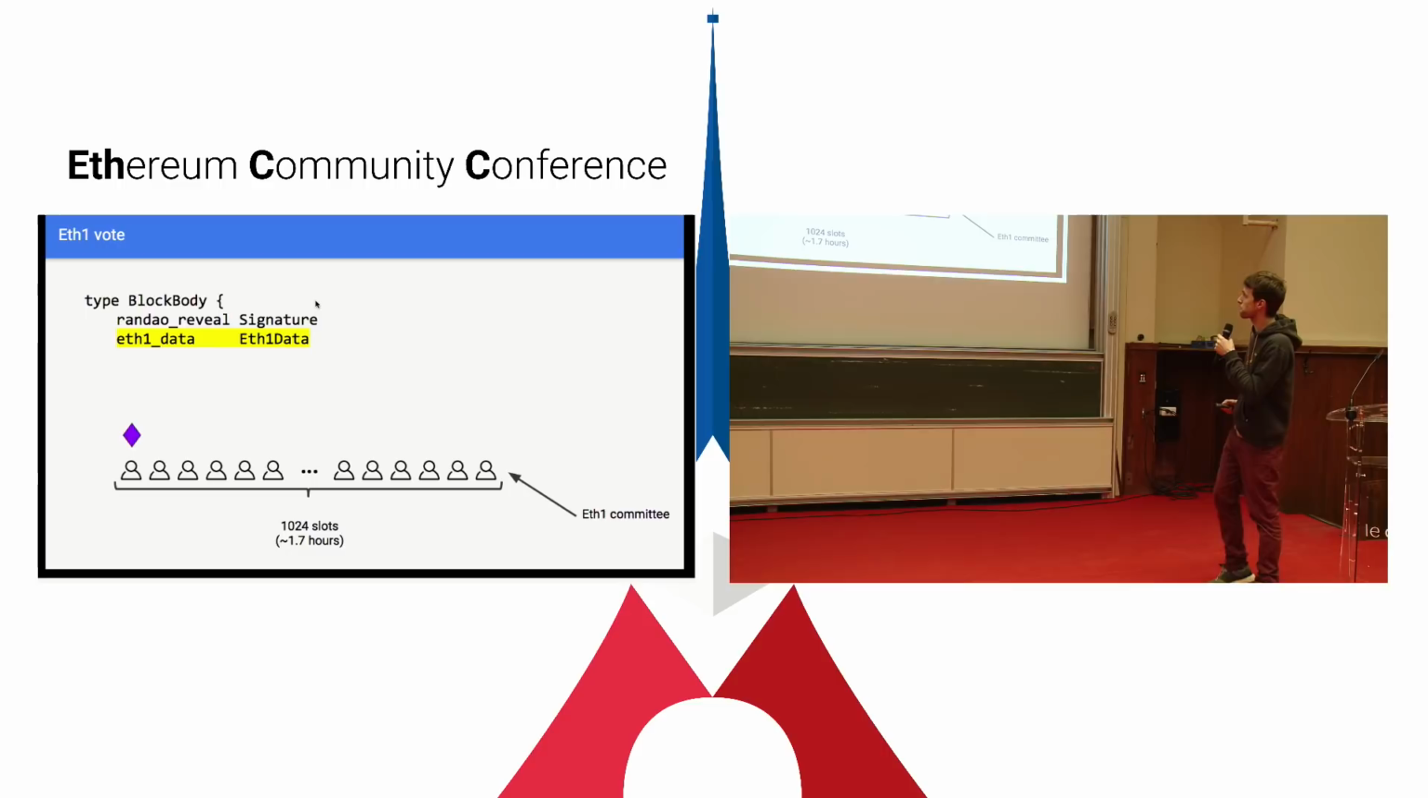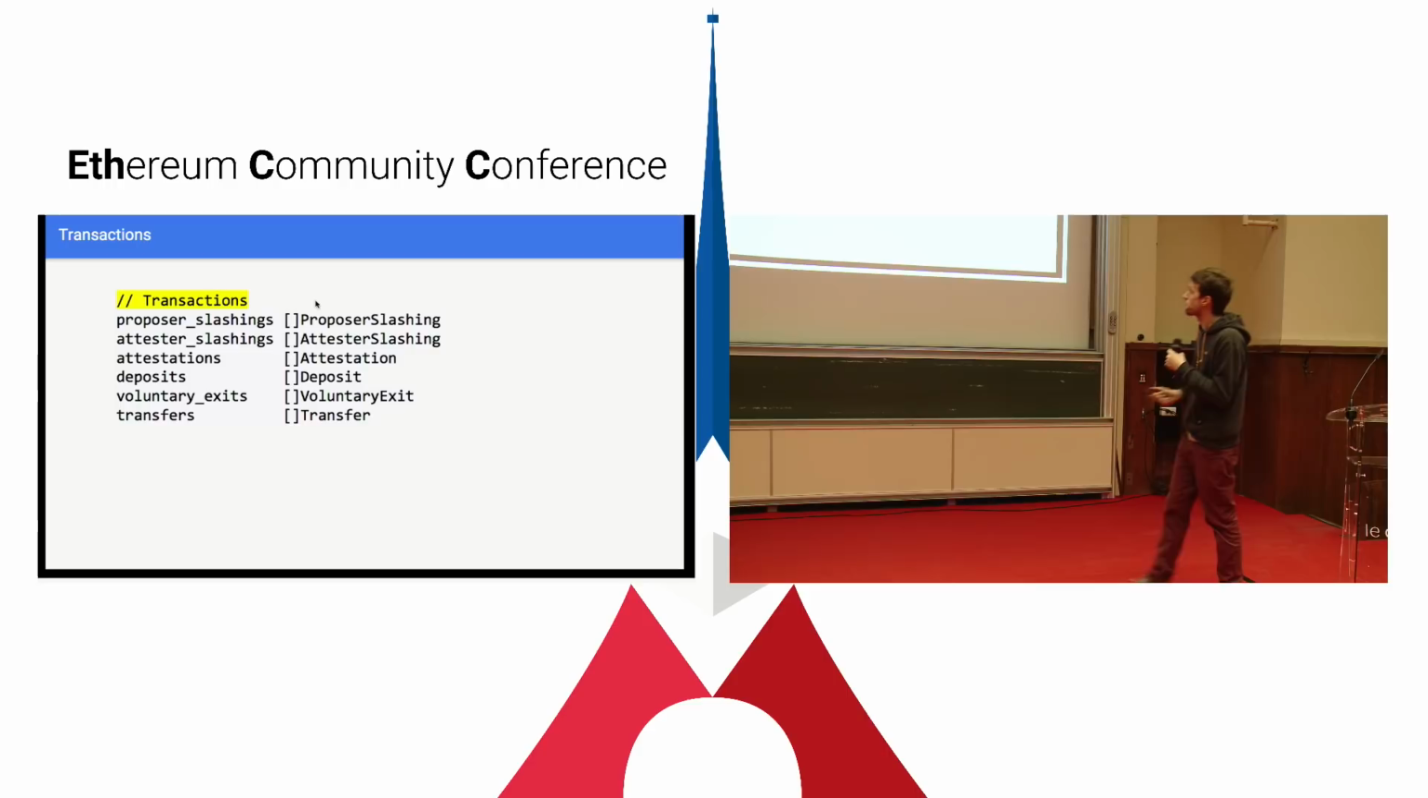Okay, so then we have this ETH1 voting process. As I mentioned, you have a committee of 1,000 proposers, and they vote on what they think is the tip of ETH1, and then if you get this one half threshold, that becomes the root that ETH2 considers canonical. Okay, transactions.